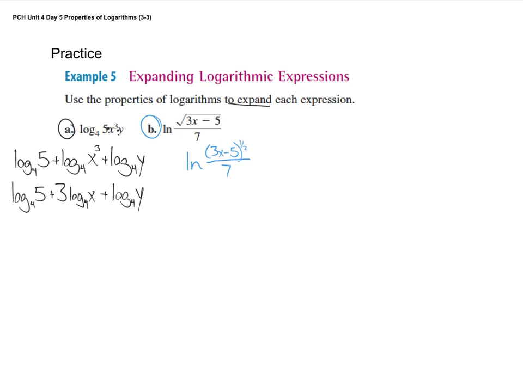All right, so after we identify the square root as the 1/2 power, what did you guys do? Bring the 1/2 out front. Okay, so what does this look like here? 1/2 natural log of the quantity 3x minus 5, minus natural log 7.